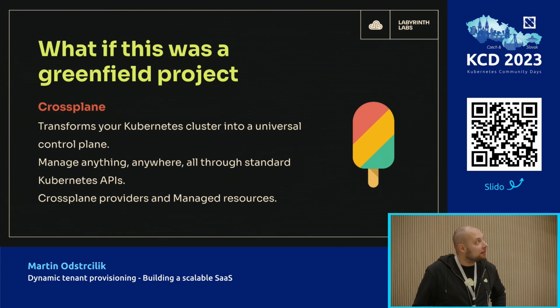And for the end of the presentation, I have some hypothetical slide. Let's say, what if this would be a greenfield project? So without any legacy, we'll be building this on a completely greenfield. In that case, you might replace Argo Workflows with a different technology. That one is called Crossplane. And does anyone know what it is?